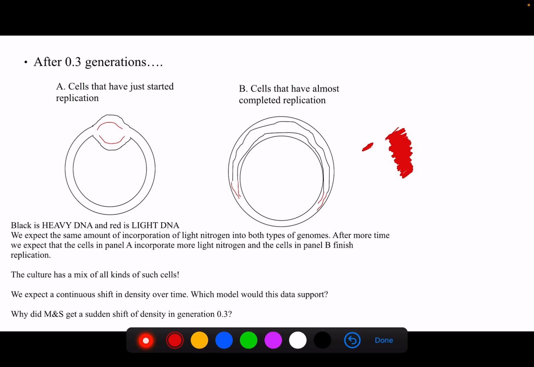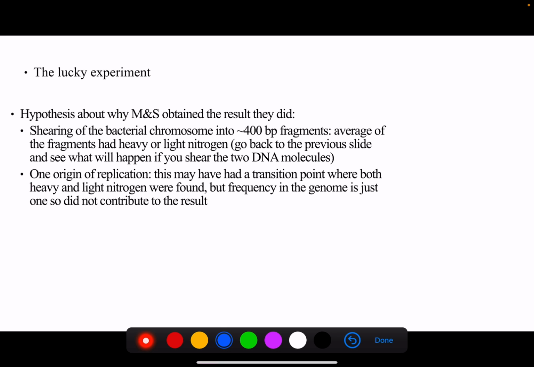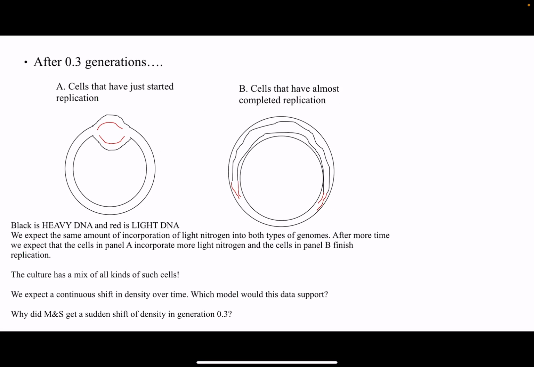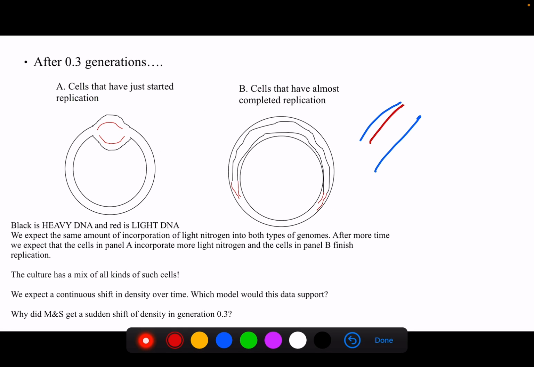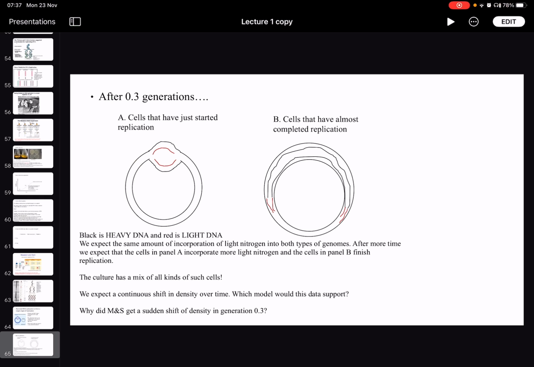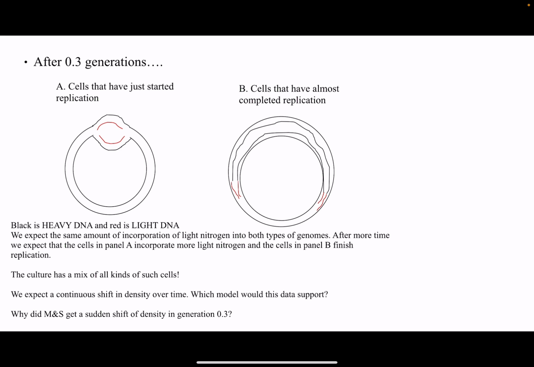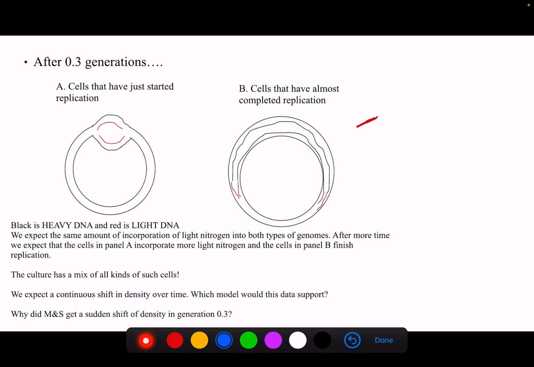We expect a continuous shift in density over time. Which model will the data support? How did they get a sudden shift in density? The only thing is that you will break these into small fragments, where either it is a hybrid or it is a pure one. So you will get sharp bands across the board.